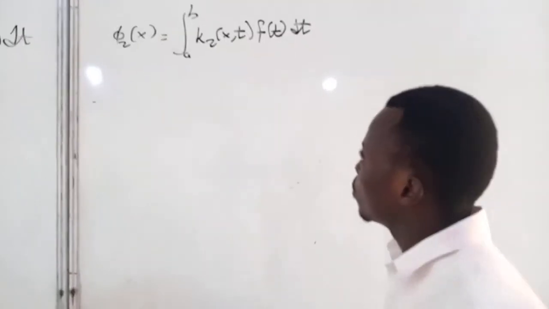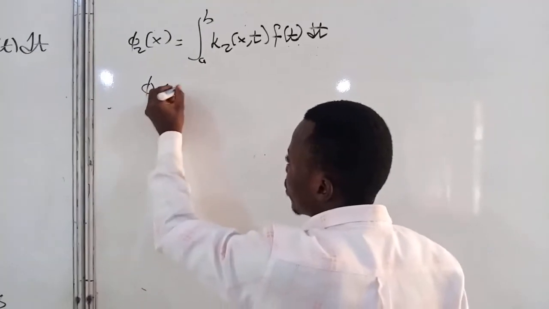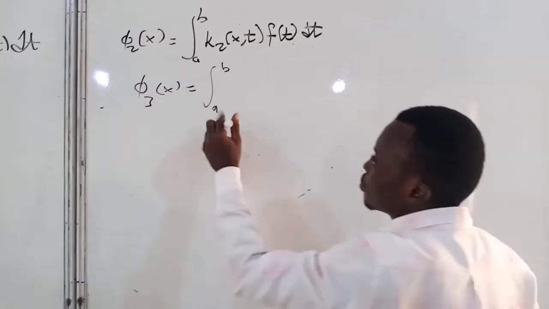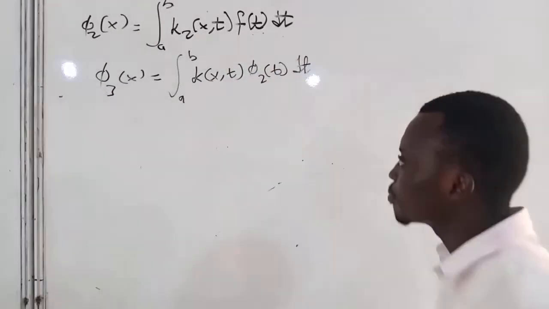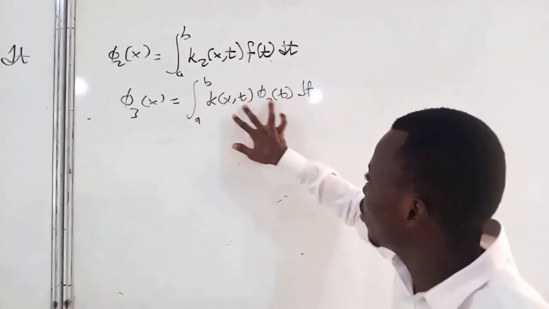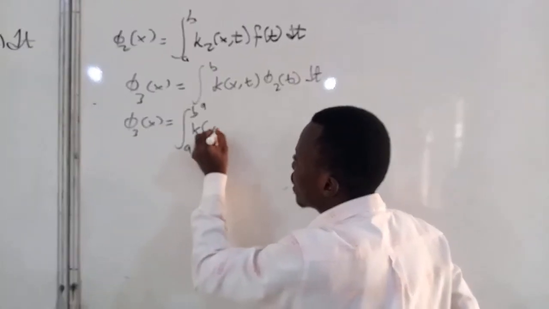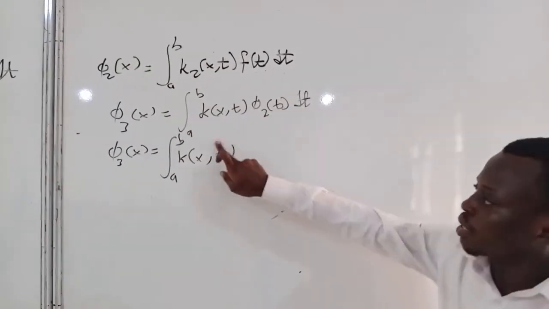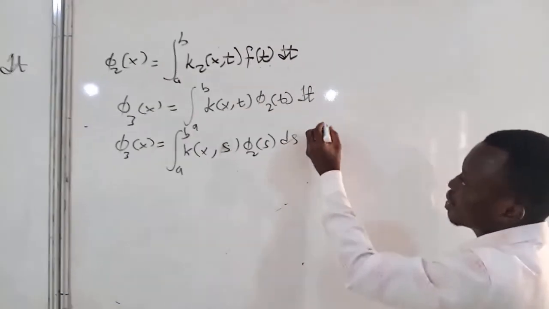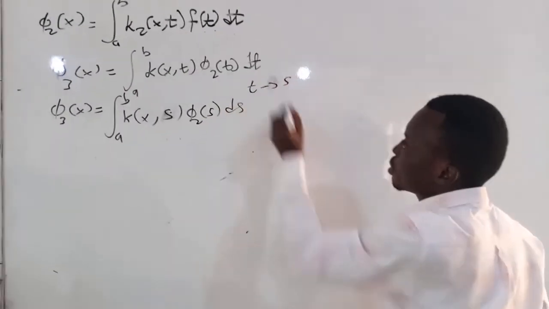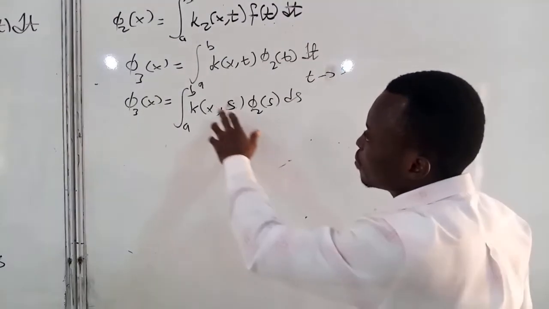We move on to phi 3. In our previous section, we said that phi 3 of s is the same as integral from a to b k of s t phi 2 of t dt. So we have to manipulate this one too. So let's interchange all the t's here to s. I am going to have our phi 3 of s to be equal to integral from a to b k of s, s, then phi 2 of s, ds. That means we are interchanging the t's to s. Now let's say we have phi 2 of s to be equal to this.